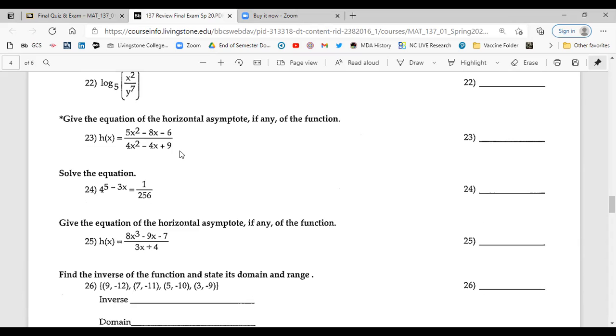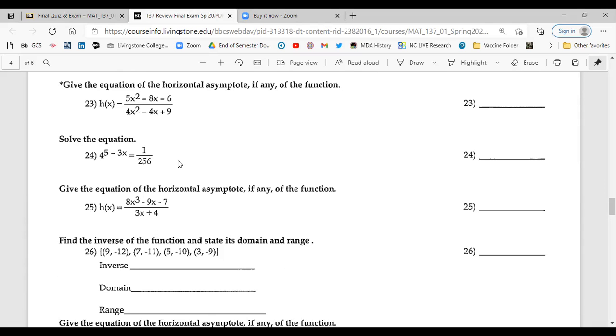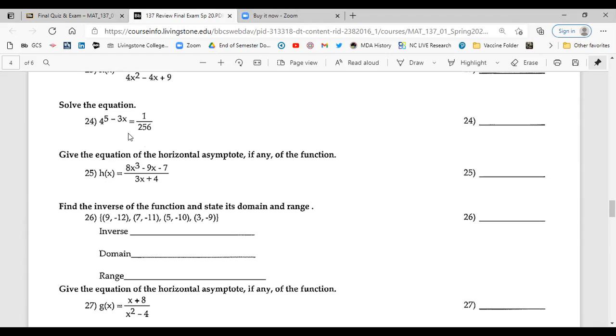Give the equation of the horizontal asymptotes, if any. Basically, you look at the leading terms. If the exponents are the same, then the horizontal asymptote is the ratio of the coefficients of the leading terms. So in this case, it'd be y equals 5 over 4. We good there? We need to go over that? We're good. Okay, excellent.